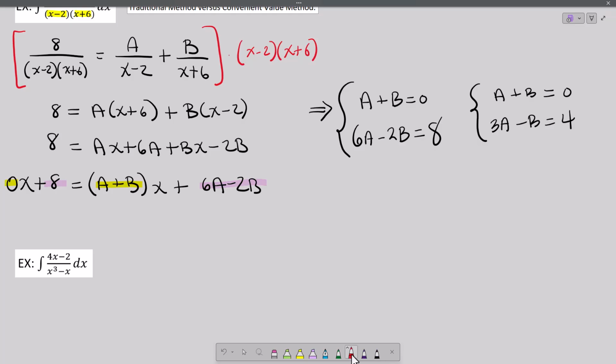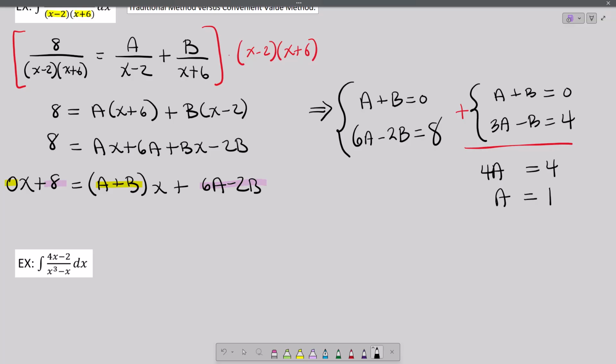This setup lends itself to elimination. We could eliminate the b's just by adding. If we add those 2 equations, the b's disappear. So if we add those 2 equations, we would get 4a plus 0 equals 4. So a is equal to 1.